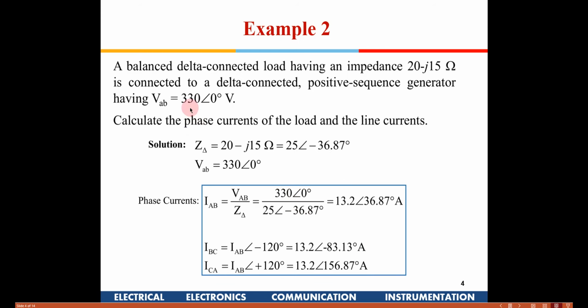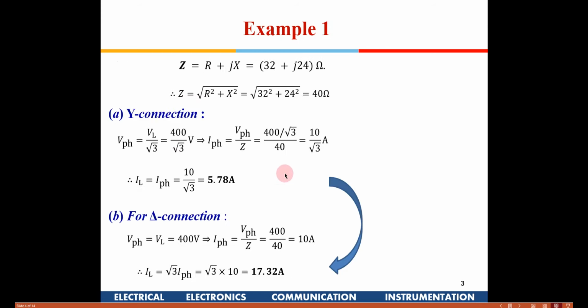Now if I take one more example. For both A and B, we were using Y connection, sir, as a source. Actually, a source could be Y connection or delta connection, it won't make any difference, so you don't have to get confused.